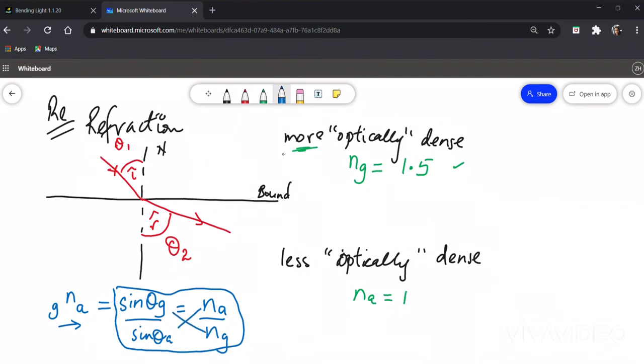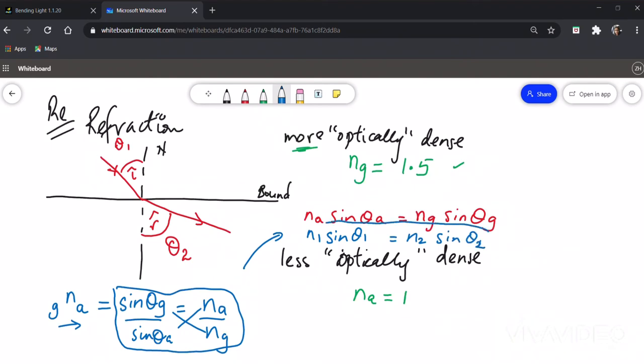And of course, I just want to re-explain something very quickly here. It can also be written as, if we use theta 1 and theta 2 for example, very similarly, like this: Na sine theta a, if I cross multiply, is equal to Ng sine theta g. Now that's fine if we use this equation. Our general form, however, of Snell's law is n1 sine theta 1 is equal to n2 sine theta 2. That's where it actually comes from. And there's another way of writing Snell's law if you had to write it in terms of an equation.